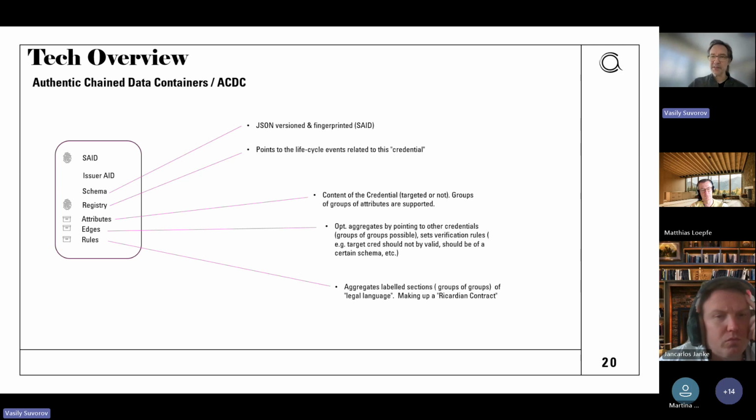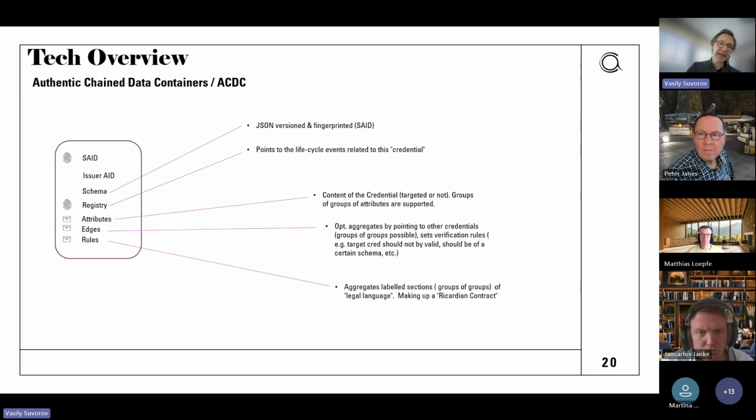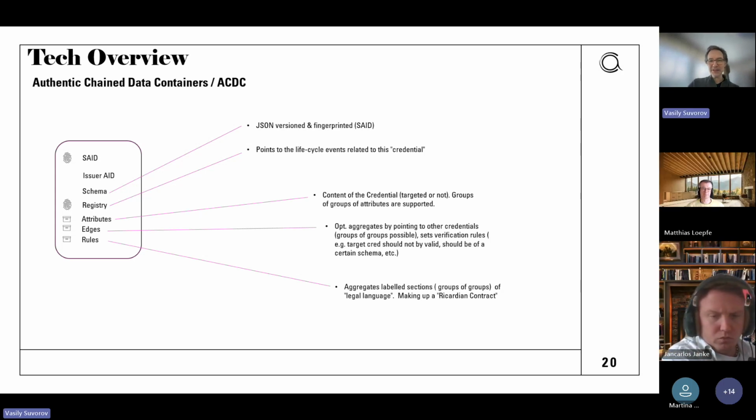Any questions so far? Because now we go into the ACDC part, the credentials part. The ACDC, or authentic chained data containers, has nothing to do with the band, basically. What they look like, again, is all basically JSON documents, and they have a few things. They have, as usual, this self-addressing identifier, the SAID, basically. You have the issuer AID, you have the schema, you have the registry. We'll talk about what it is. You have attributes, you have the edges, and you have the rules.